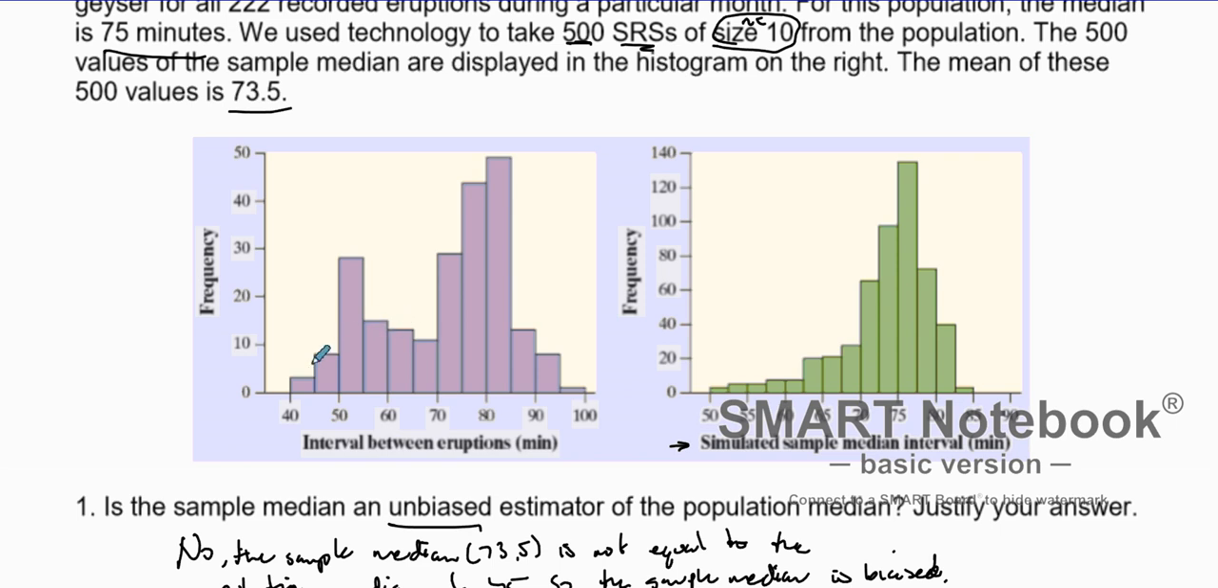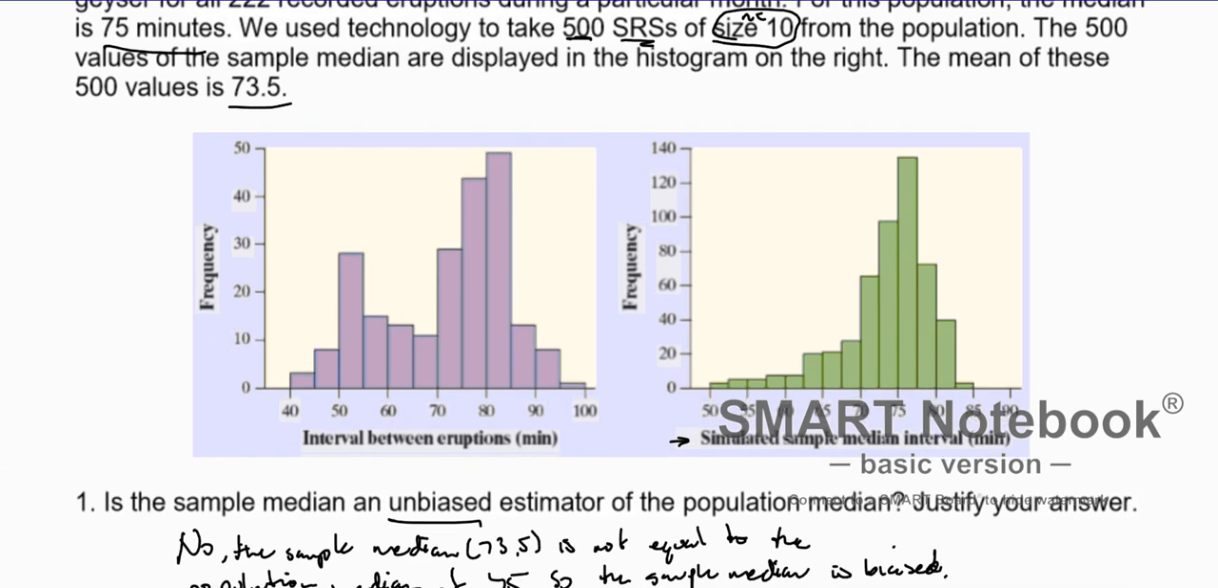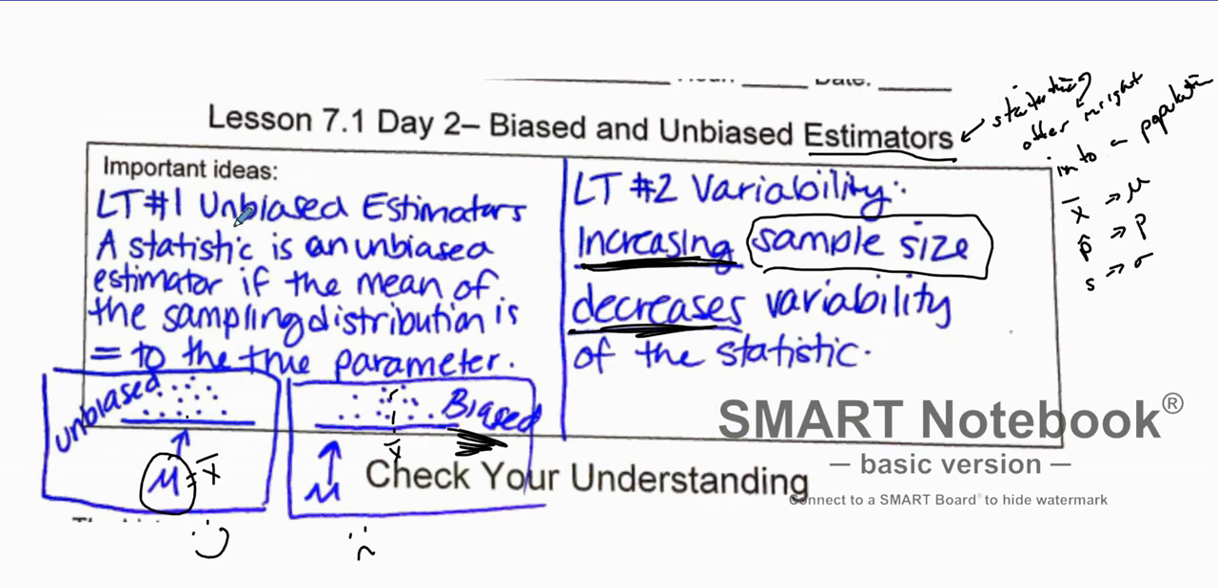So in any case, let's recap again. A statistic is unbiased if the mean of the sampling distribution is equal to the parameter. In this case, we were talking about medians in this past example. We want them to be equal. For variability, once again, increase sample size, decrease variability of the statistic.